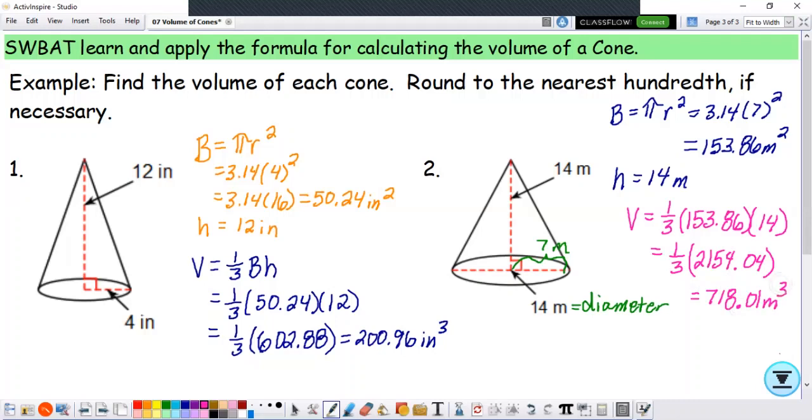cubic meters. So keep in mind, whenever you're finding volume, your unit should be cubed. When you're finding area, your units are squared. And also pay attention that if you're given diameter, you need to change that to half the length to have your radius to find the area of your base.